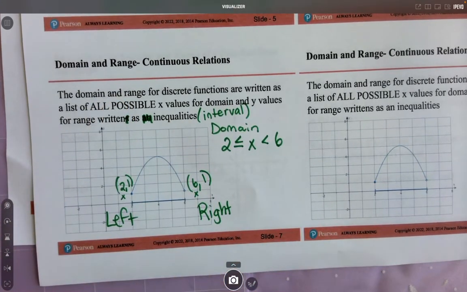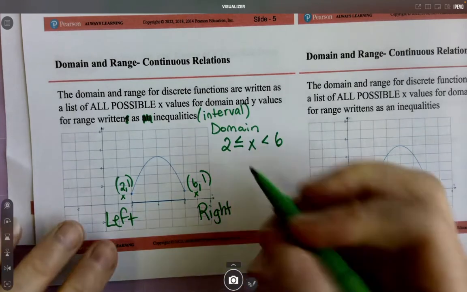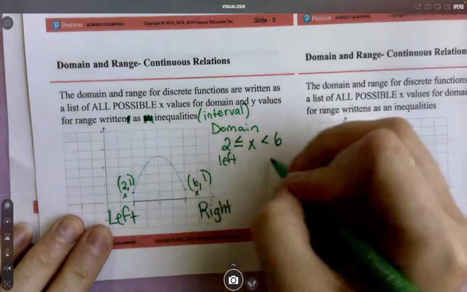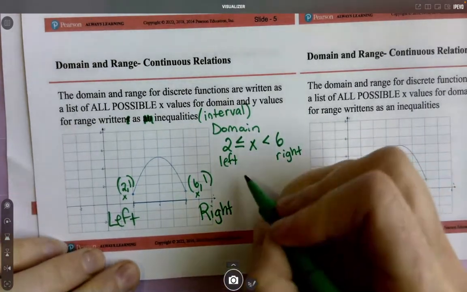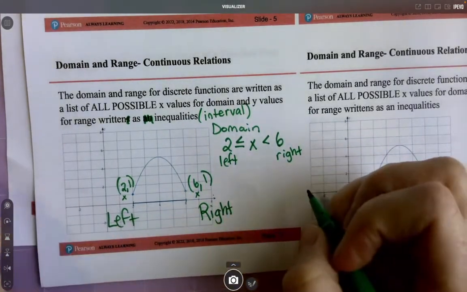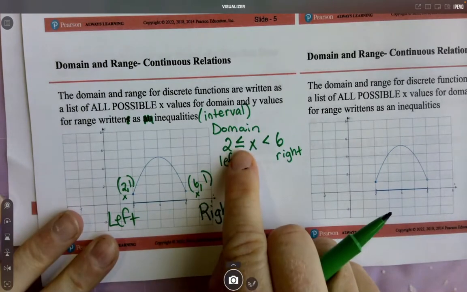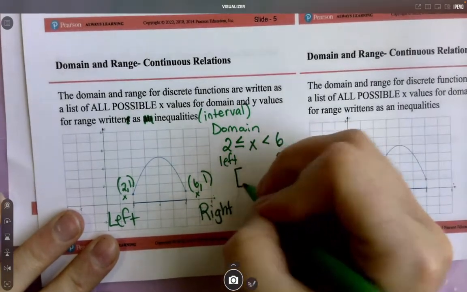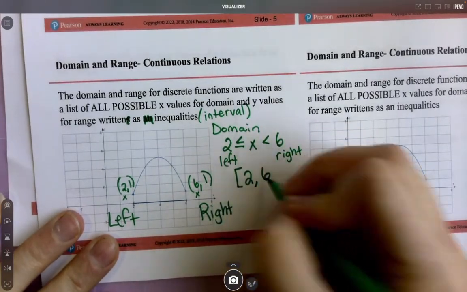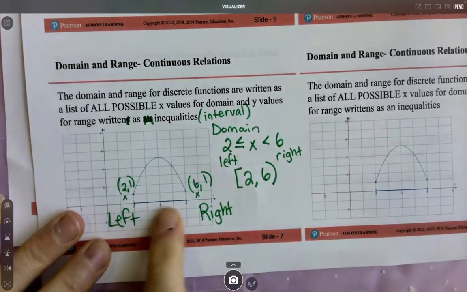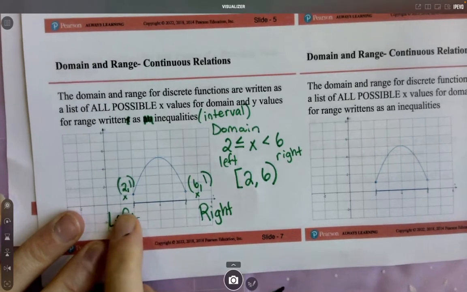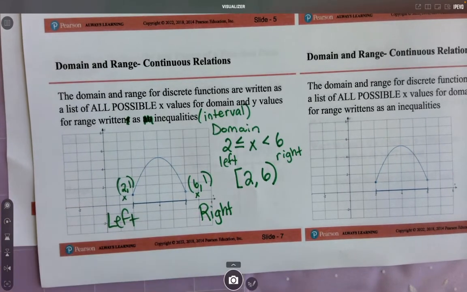So then we'll do the range. So this was our left, by the way, and this is our right. I forgot to write the interval notation. So interval notation is going to be a bracket. We'll go with the or equal to. So it's going to be from 2 to 6, and it doesn't include 6, so there's a parenthesis there. So see how it's written here, 2 to 6.